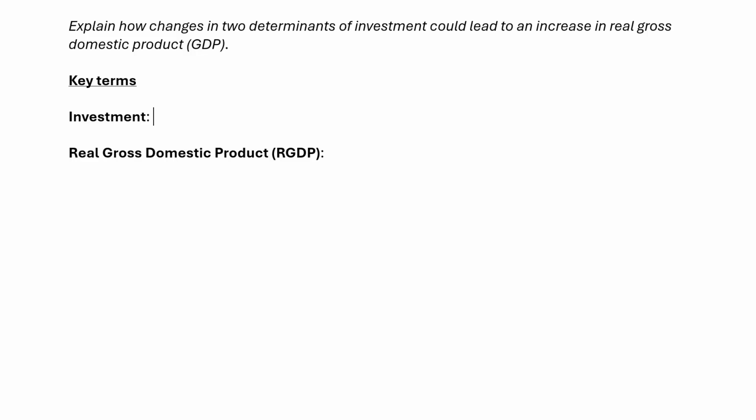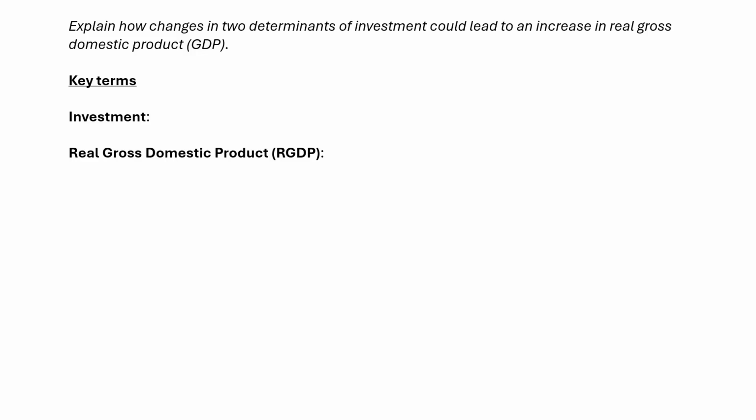Okay, so let's begin. So in here, I've identified two key terms. These include investment and the real gross domestic product, or RGDP for short. Since the question is asking us to discuss how investment can lead to RGDP, I think these two terms are important for us to firstly define. Okay, let's look at that first one.